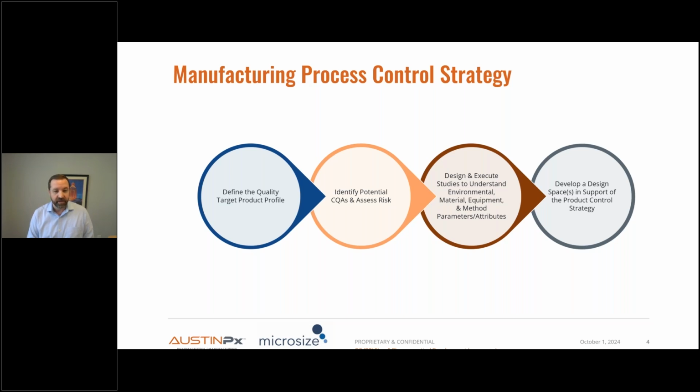This takes time. We need to understand the potential environmental, material, equipment, and other attributes or process parameters that may affect those quality attributes. And we can package all this together to develop a design space in support of the product control strategy. And as we move to looking at these enabled amorphous solid dispersions and bringing them through this process to the market, these types of strategies can become quite complicated.